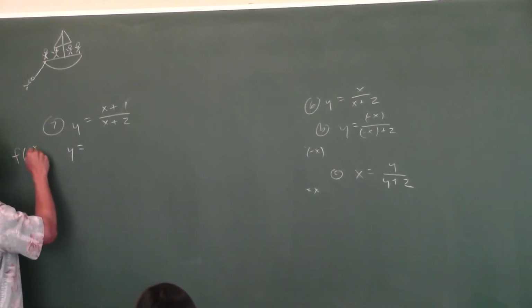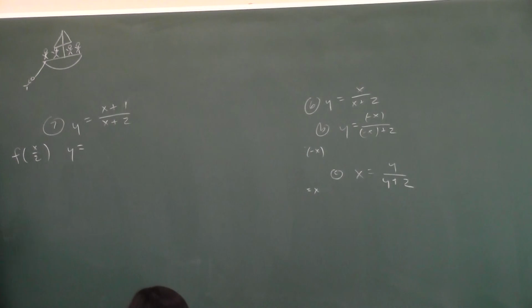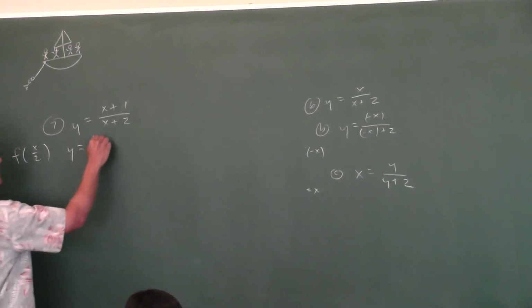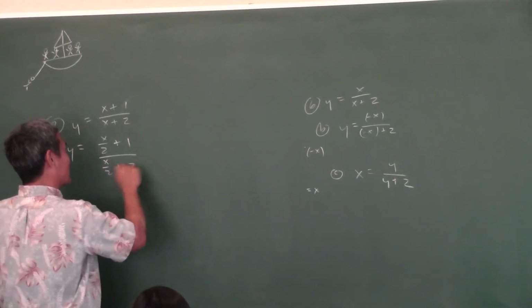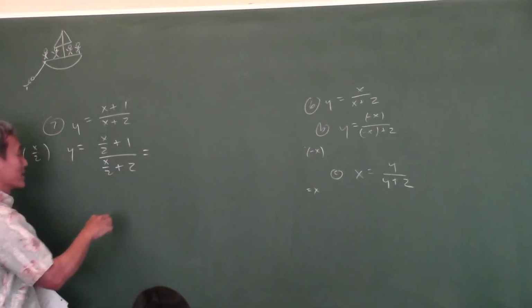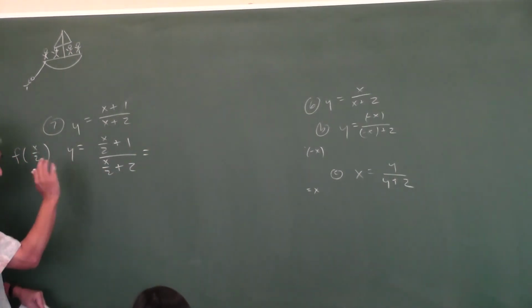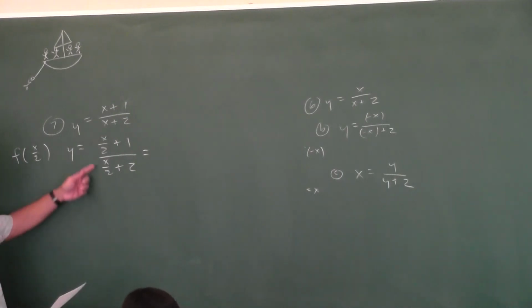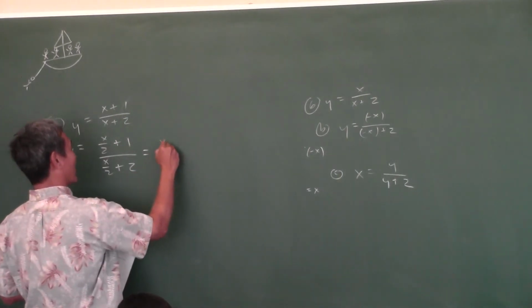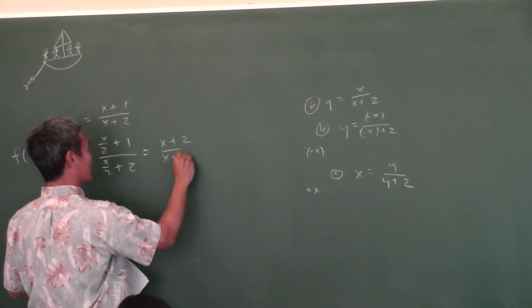Isn't that this? So substitute x over 2 for x. Wherever you see x, substitute x over 2. And that's going to stretch it. Now, do you want to simplify all at once at the end, or simplify as you go? Like, I'd rather simplify as I go. Well, too bad, I'm doing it my way. Multiply top and bottom by 2 to simplify. So x plus 2 over x plus 4.